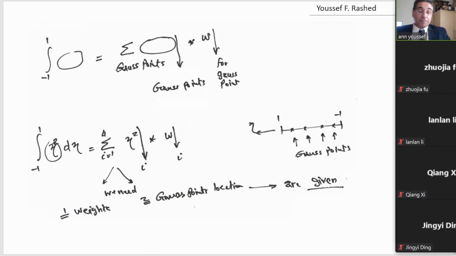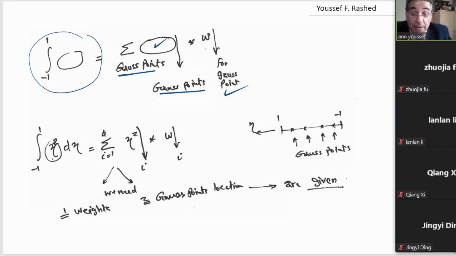I'm writing this idea here. Remember, any integral between 1 and minus 1 equals sigma over Gauss points, the value at Gauss point times the weight at Gauss point. For example, if we integrate from minus 1 to 1 eta squared times d eta, it equals sigma over 4 points, the value of eta at Gauss points times the weights. The Gauss points are given and the weights are given. I gave them to you in a previous lecture. So the idea is very simple.